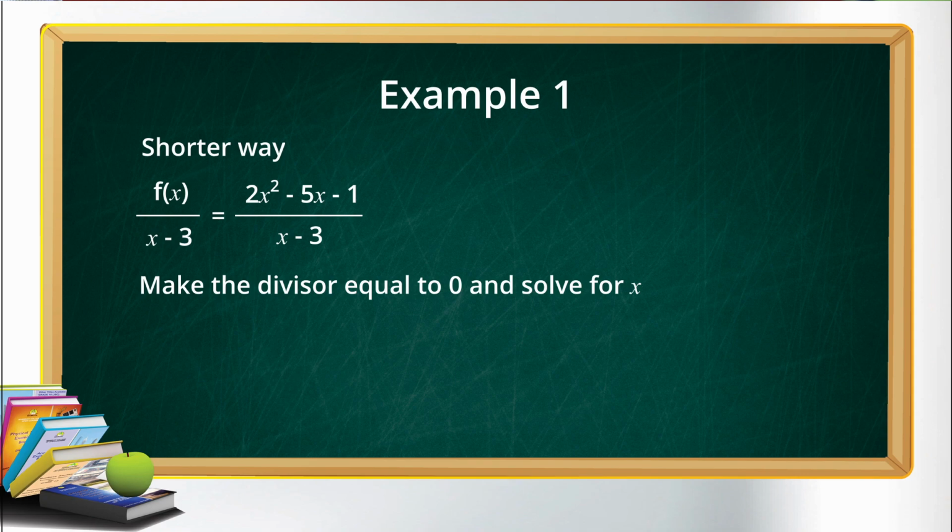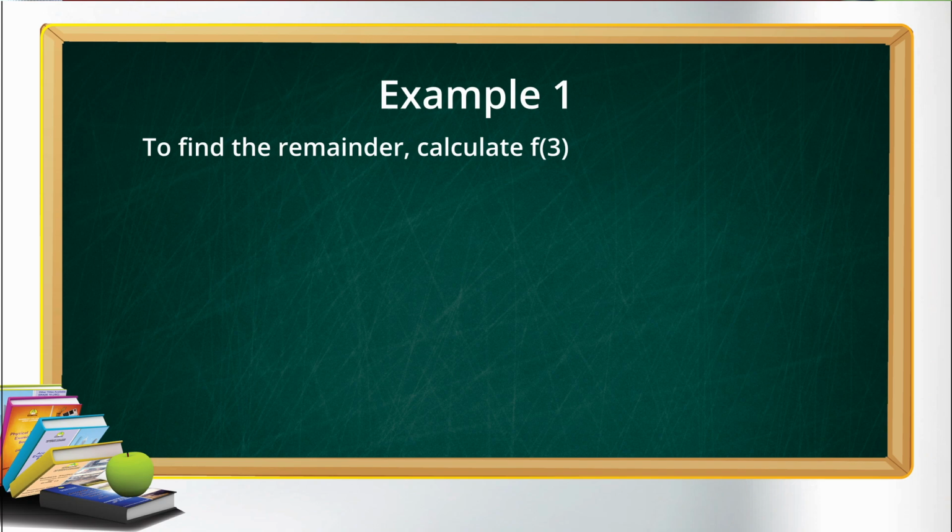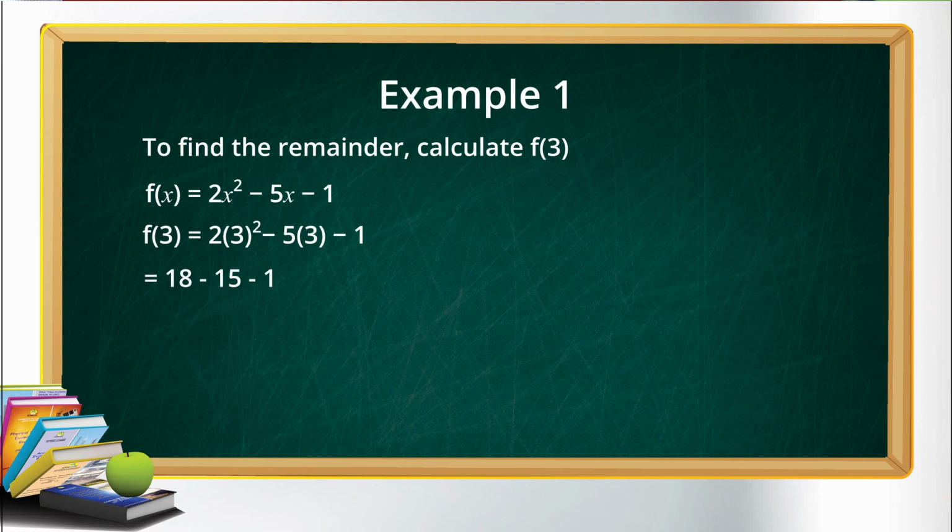However, a much shorter way is to make the divisor equal to 0 and solve for x in the equation. If x minus 3 is equal to 0, it means that x is equal to 3. And then to find the remainder, calculate f of 3 in f of x is equal to 2x squared minus 5x minus 1. Now substitute 3 for x in the function, which makes it f of 3 is equal to 2 times 3 squared minus 5 times 3 minus 1. Evaluate and we get 18 minus 15 minus 1, which is equal to 2.